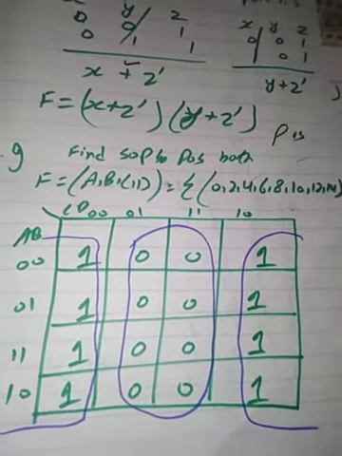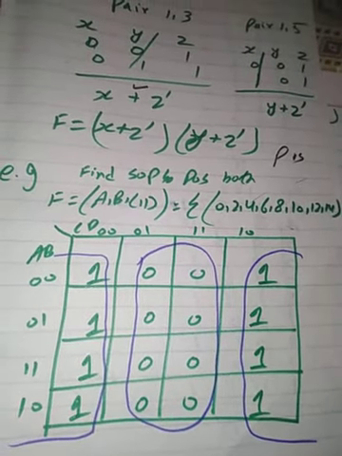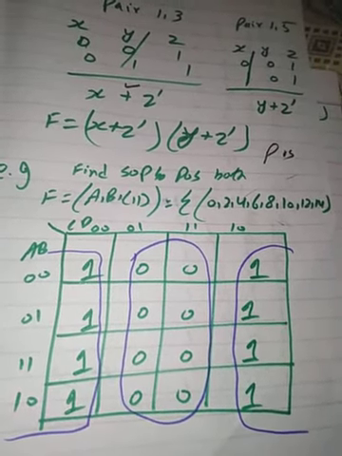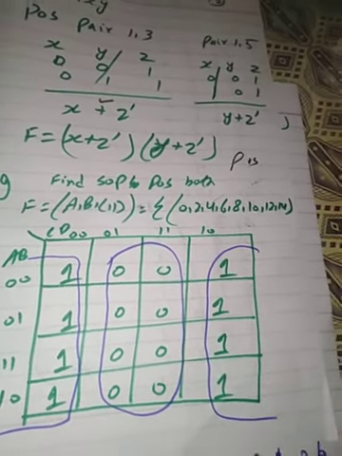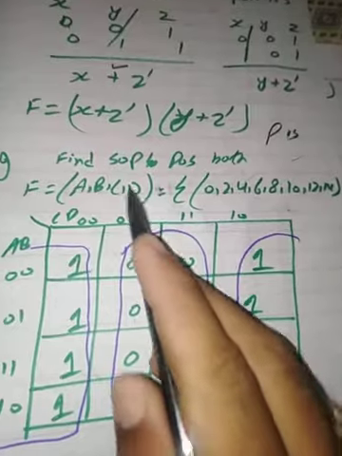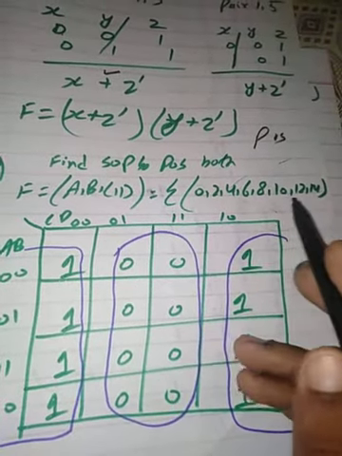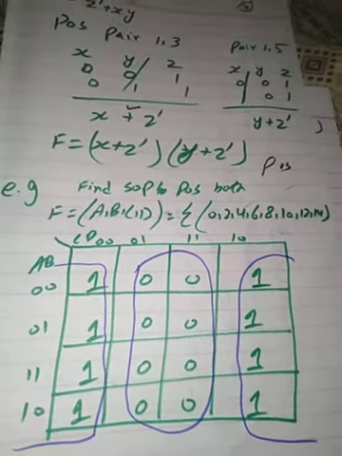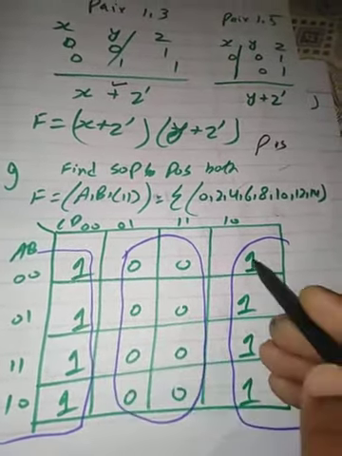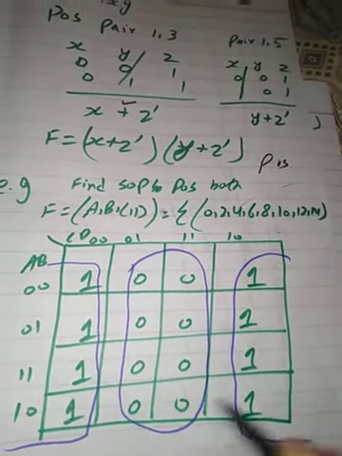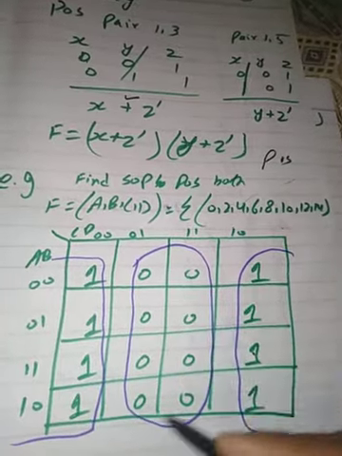You have to be given only one expression, whether that expression is SOP or POS, and you can find a simplified SOP and simplified POS from any one expression. So this expression is f of a, b, c, d, sigma, which shows a SOP: 0, 2, 4, 6, 8, 10, 12, 14. So I can mark 1 on these positions. This is 0, this is 2, this is 4, this is 6, this is 8, this is 10, this is 12, this is 14. Mark 1. The remaining positions are 0.